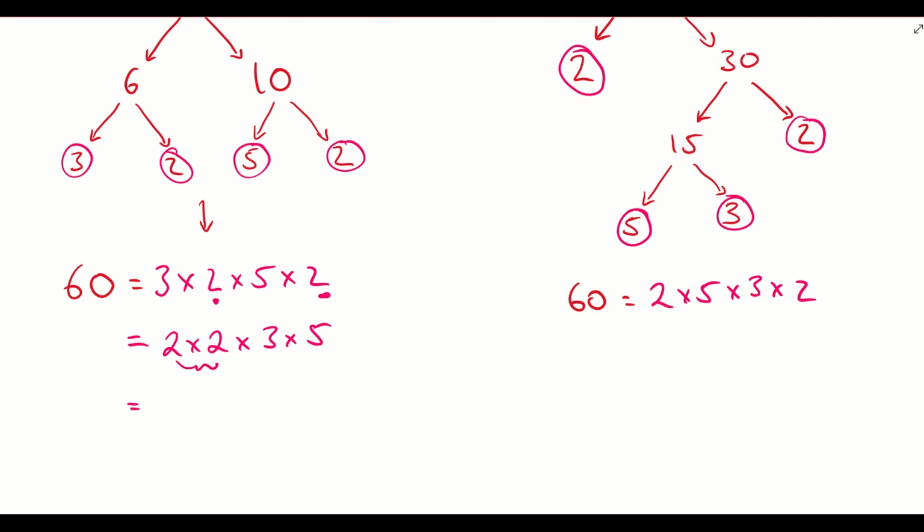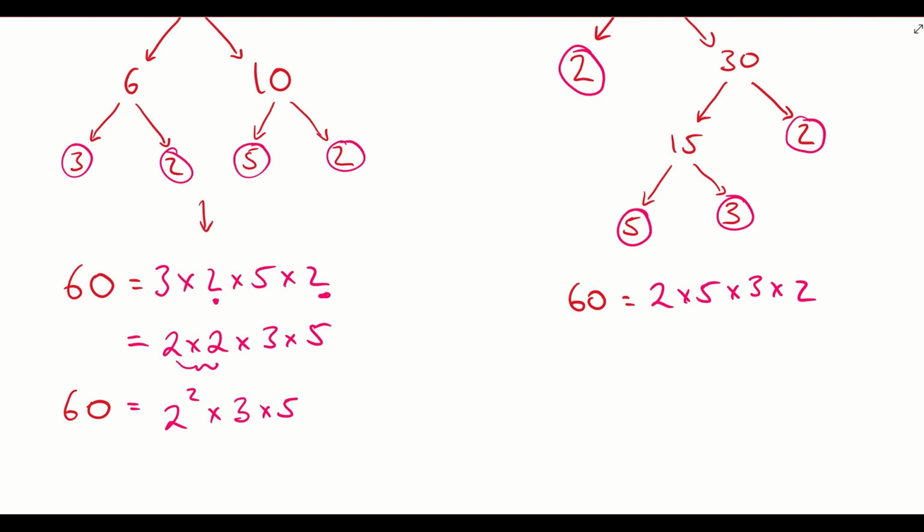And well, 2 times 2, base number of 2, and it's being multiplied by itself twice. So it's 2 squared times 3 times 5. So the number 60 is equal to 2 squared times 3 times 5. And that is the simplest way that we can write the product of our prime factors.